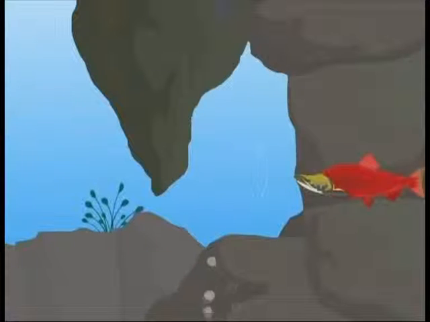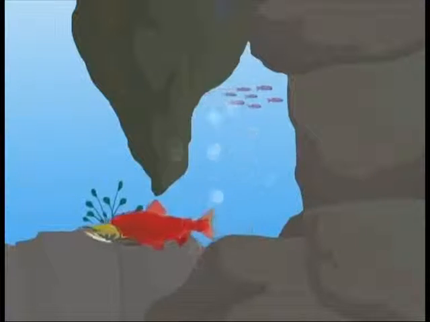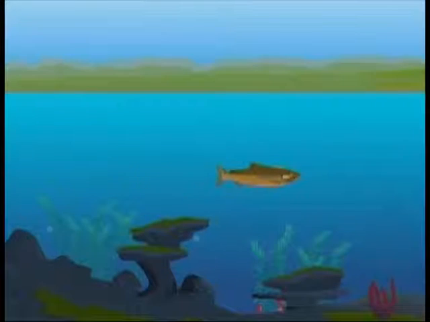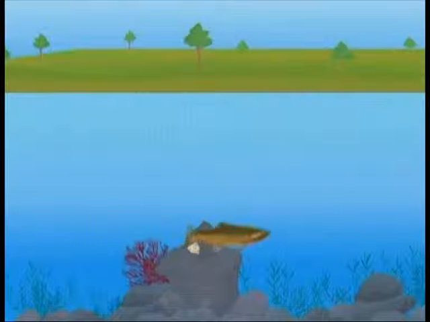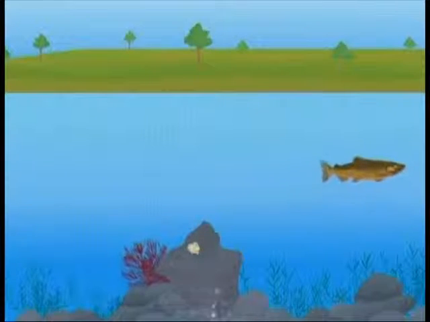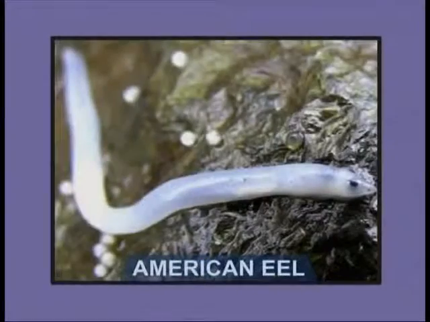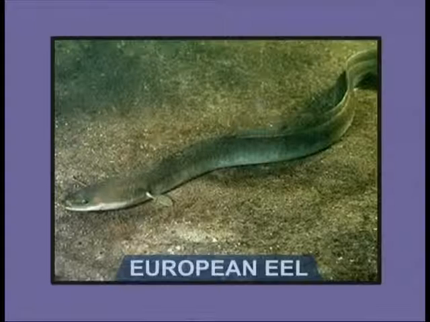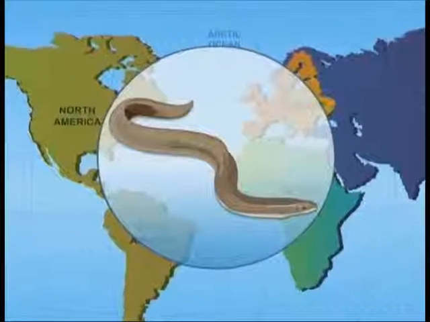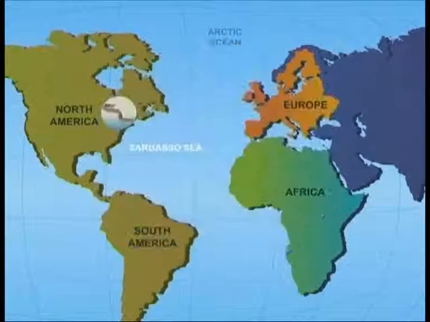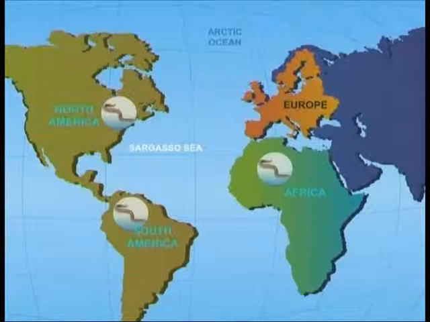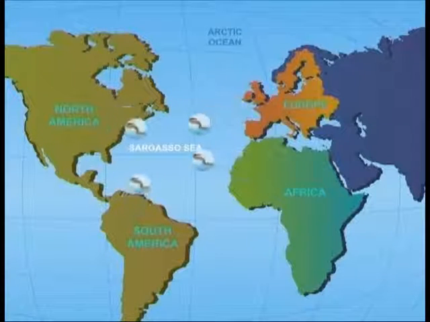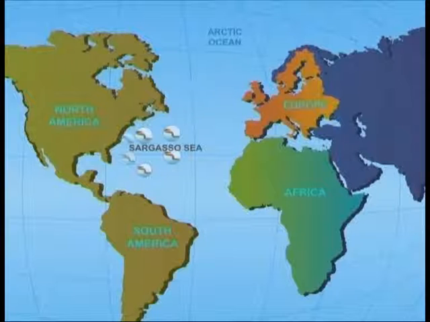It can detect the faint but distinctive scent of the river in which they were born. This allows them to migrate to the river to lay eggs even after they have spent years at sea. The migratory pattern is opposite in both the American eel and the European eel. Their adult life is spent in rivers and lakes in America, Africa and Europe, but they return to the depths of the Sargasso Sea to breed and die.